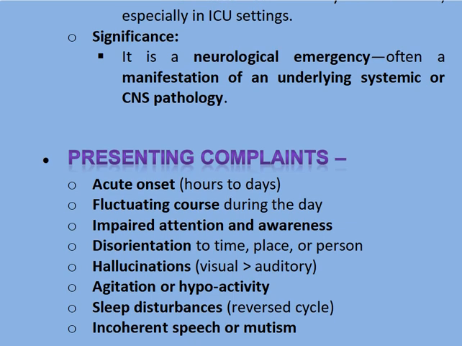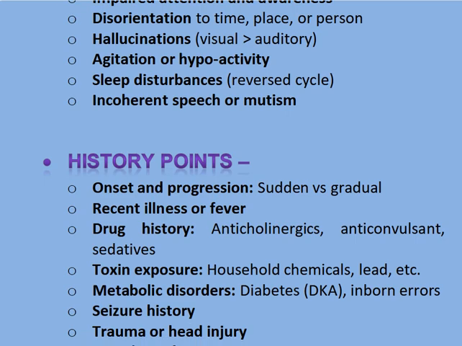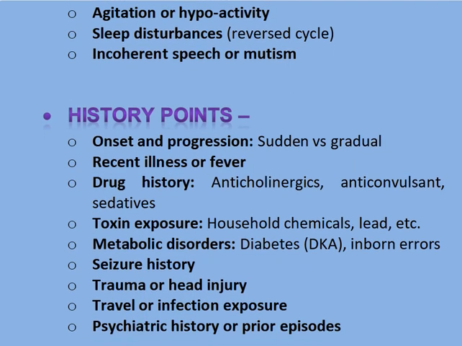The patient can present with acute onset within hours to days. It may have a fluctuating course during the day. There will be impaired attention and awareness. The patient will be disoriented to time, place, or person. There will be hallucination of visual and auditory. The patient can be agitated or having a hyperactivity. There will be sleep disturbances, sleep-wake cycle disturbed, and the speech will be incoherent or the patient will be mute.